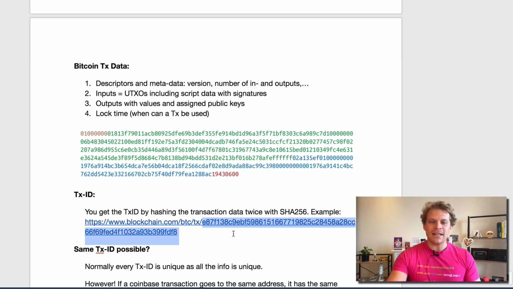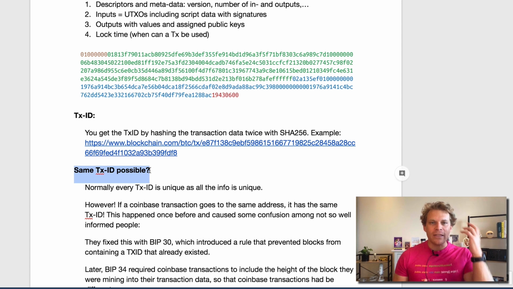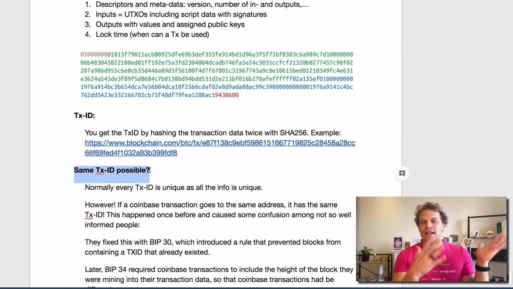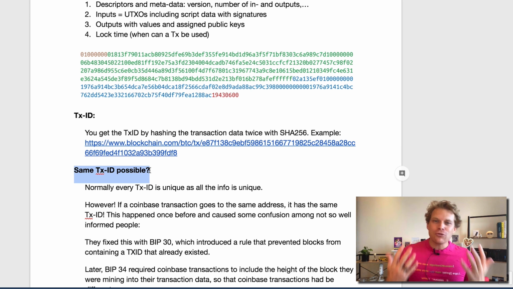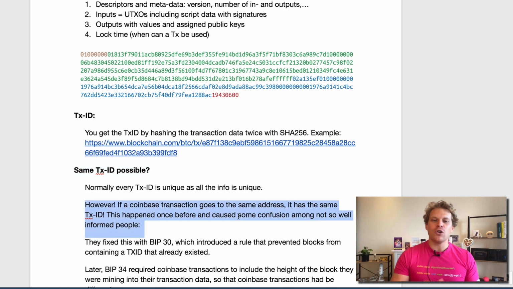Fantastic. Now here's a question. Is it possible to have the same transaction ID? Well, in theory, it should not, as we discussed. But there was an instance where suddenly there was the same transaction ID as a transaction before. And everyone was thinking, holy crap, the Bitcoin algorithm is broken. How can this be? This was actually because some people were not informed so well. What actually happened was that this was a Coinbase transaction going to the same address as before.